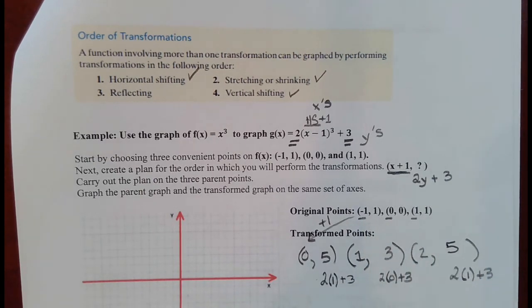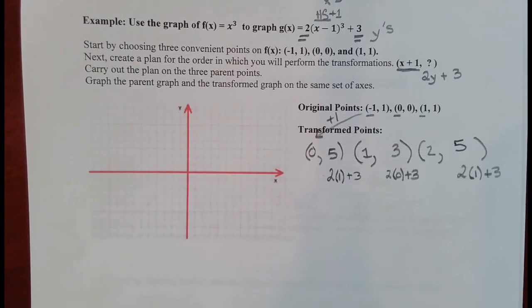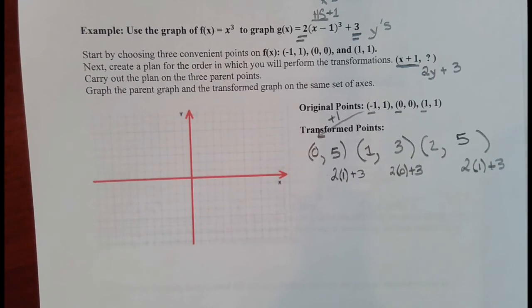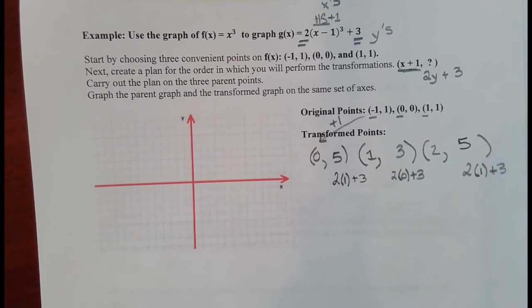We know that we are going to be connecting these points, whether you're on the parent graph or the transformed graph, in a cubic shape. Okay, so 1, 1, that's like that. We have a 0, 0, and we also have a 1, 1.